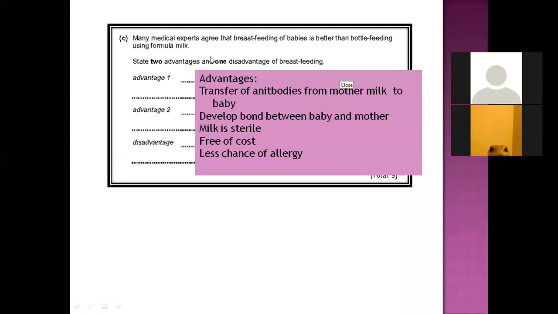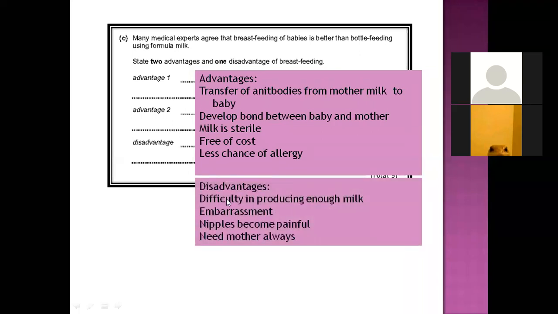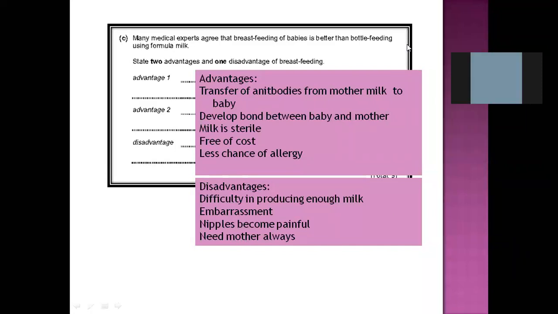All right, very good. Another student is telling that having correct temperature, very nice. Most of the students are correct. About the disadvantages: difficulty in producing enough milk, embarrassment, as the mother cannot feed her baby everywhere. Nipples become painful, and the baby needs the mother always. If it is a bottle, you can feed anywhere, but here it needs the mother always.